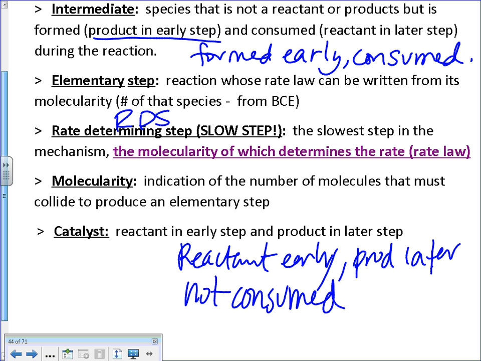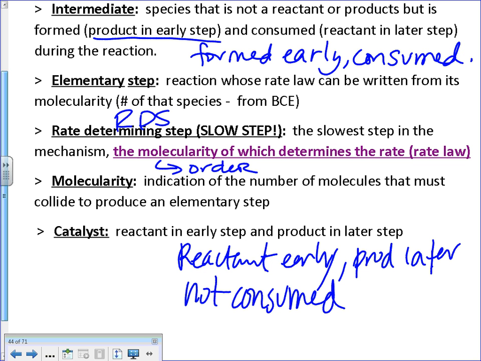But that's the only time, once you have the elementary steps determined, that's the only time you're allowed to use the molecularity, aka the balanced coefficients, and that's when you can pull the coefficients as orders. Okay, so that's when the molecularity will determine the order, only when they're written out in step form.